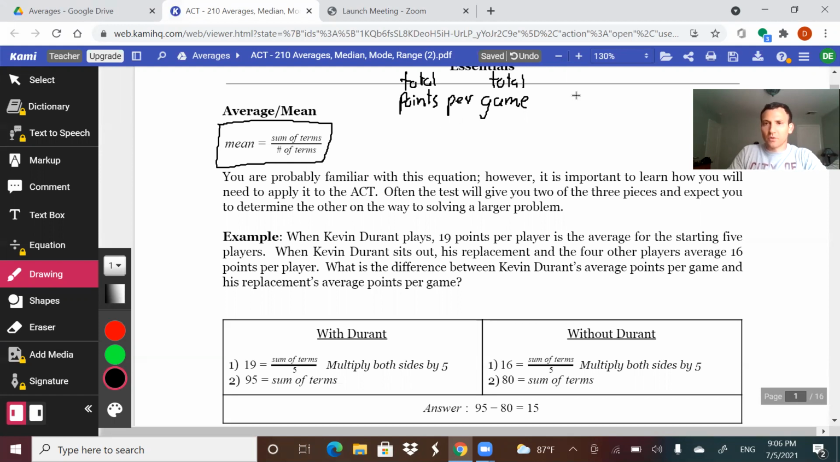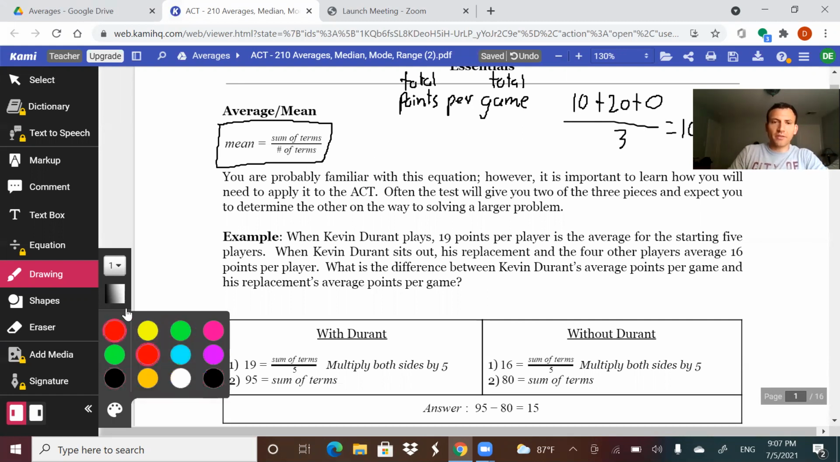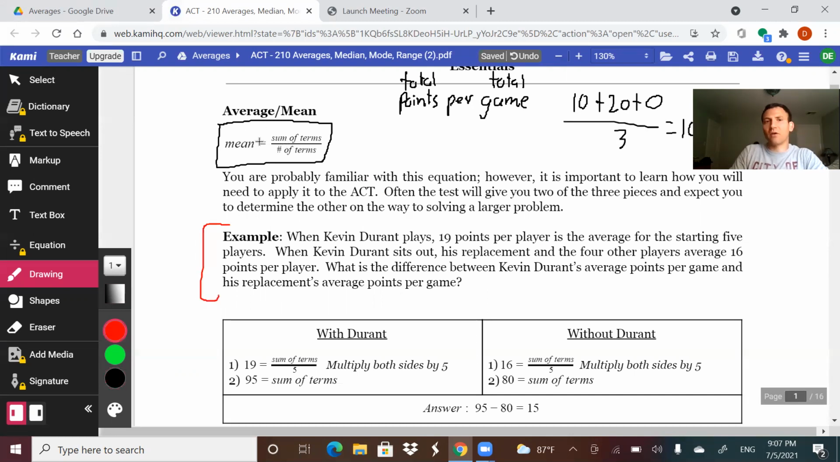So like, let's say I scored 10 points, then I scored 20 points, and then I scored 0 points. It was really that poorly that third game. I would just add up my total points divided by 3, and I would know that I had an average of 10 points a game. Okay, so anyway, that's simple enough, but what happens when it's not as straightforward? So let's quickly look at this example, and you'll see how just using this skeleton of filling in what you know and then figuring out what you don't comes into play.